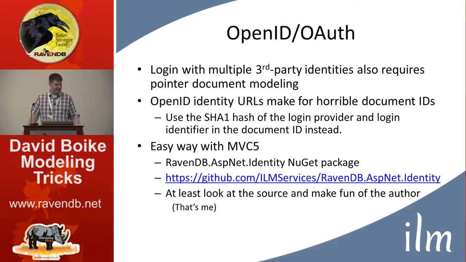So another example where this comes into play is OpenID or OAuth. Login with a third-party identity also requires this kind of pointer document modeling. OpenID identity URLs make for horrible document IDs because Raven is based on HTTP, and if you try to put a URL in HTTP, that'll get gross. But you can use an SHA-1 hash to get a fairly unique identifier. I think I looked up, you would have to get hit by lightning like 16 times before you would be as likely as having an SHA-1 hash collision, so that's fairly good for me.